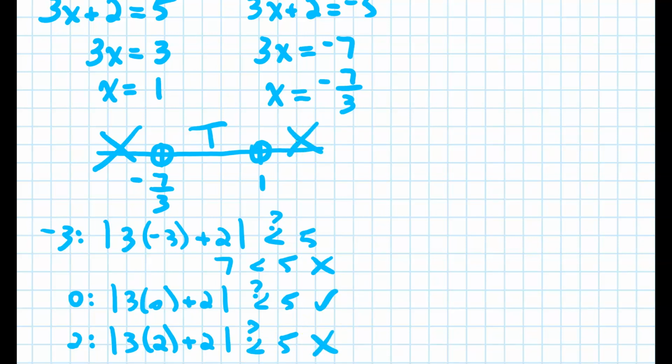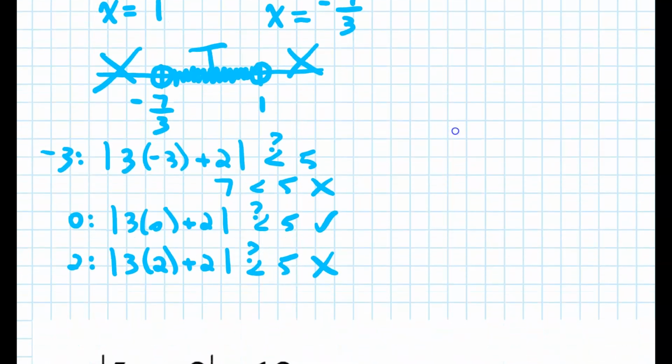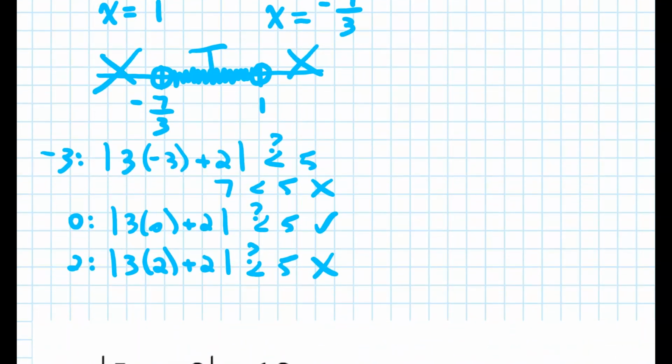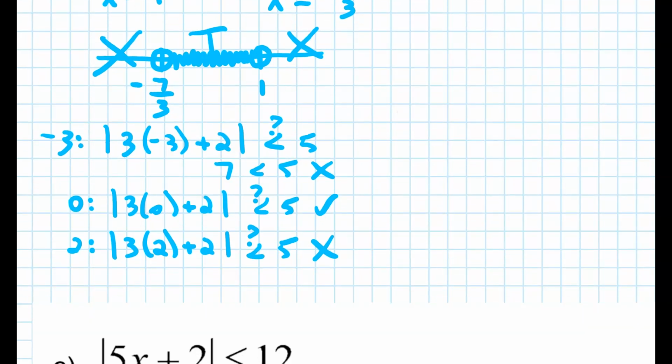So our final answer is this region in here. Can we put that into interval notation? What's our interval going to be? Negative 7/3 is the beginning. Does that have a hard bracket or a soft bracket on it? Soft. And it continues until 1, with a hard bracket or soft? With a soft bracket. There we go.